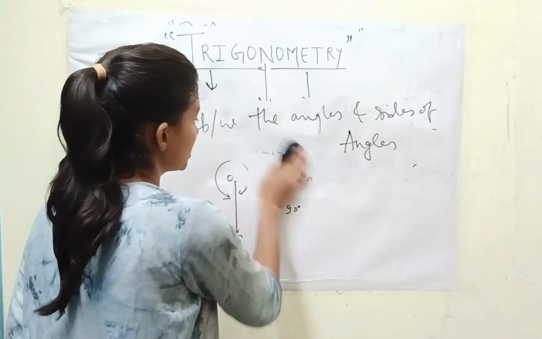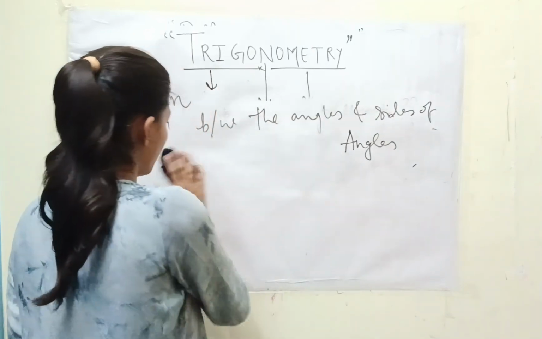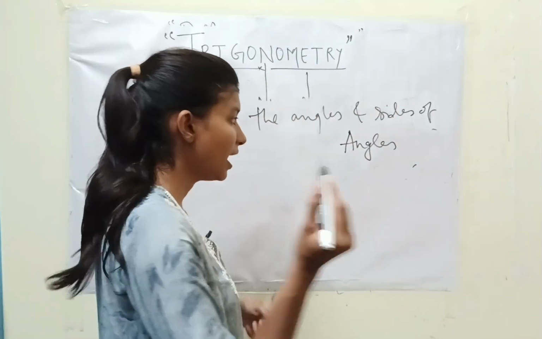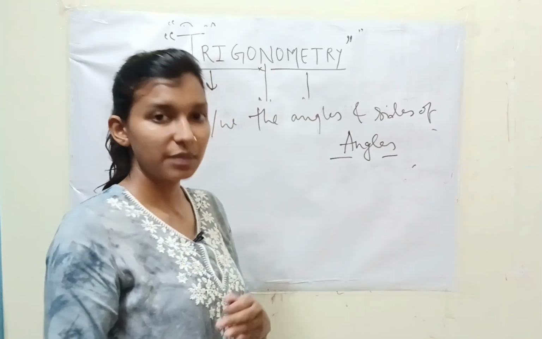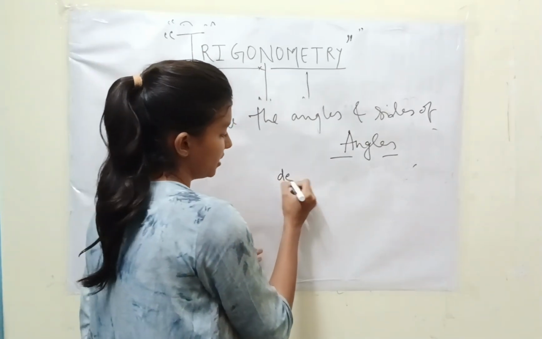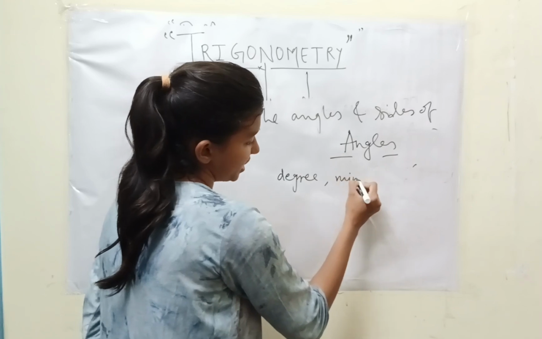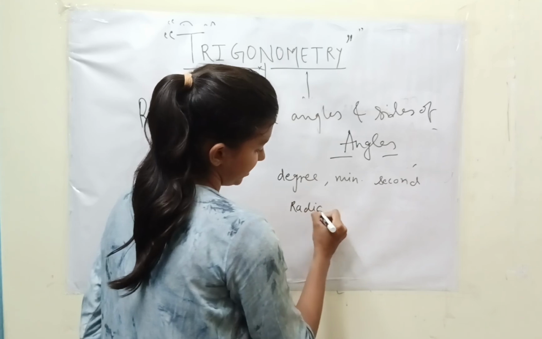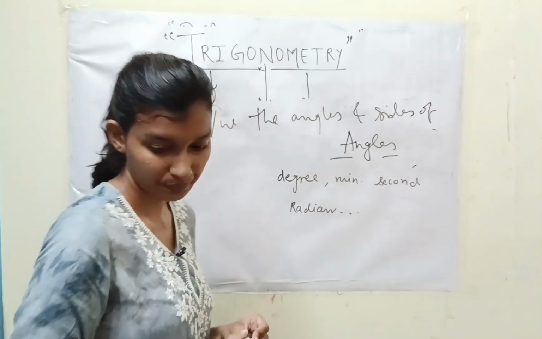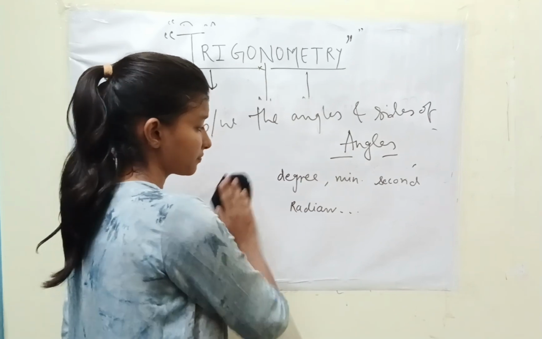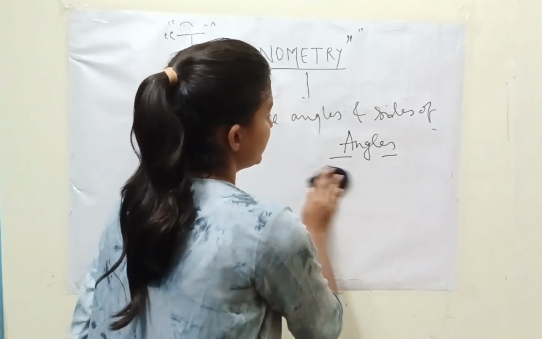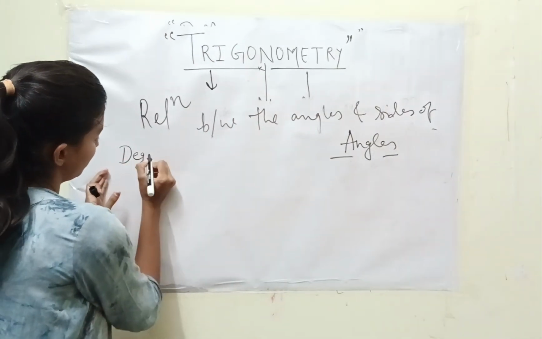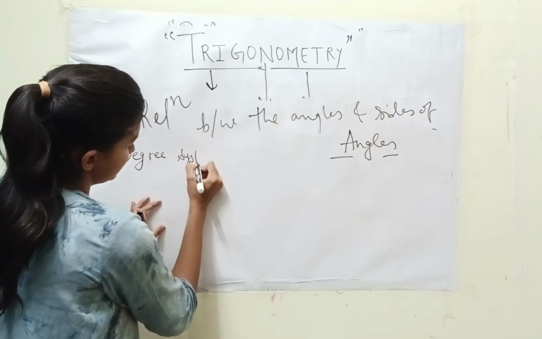Here, we generally use degree measurement for the angle. But is that the only measurement system for angles? No. Angles can be measured in many other measurement units like degree, minute, second, radian, and so on. First, generally we use the degree system. What is the degree system?